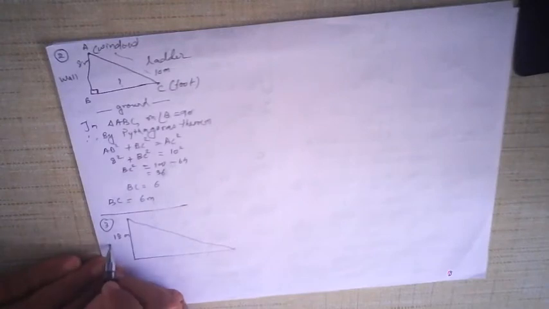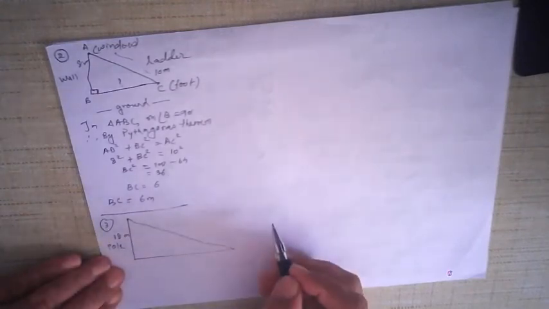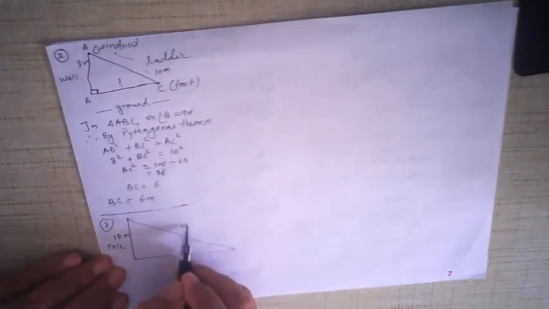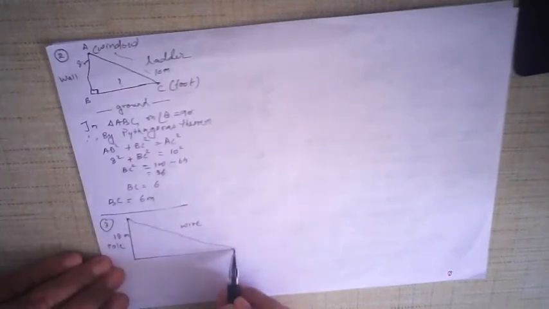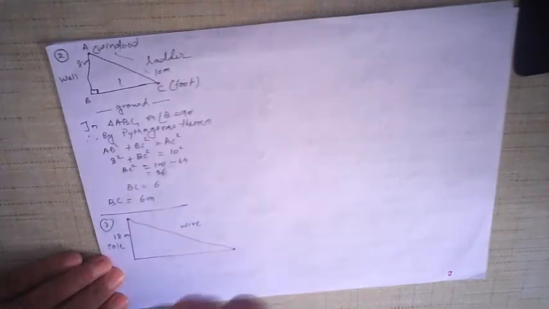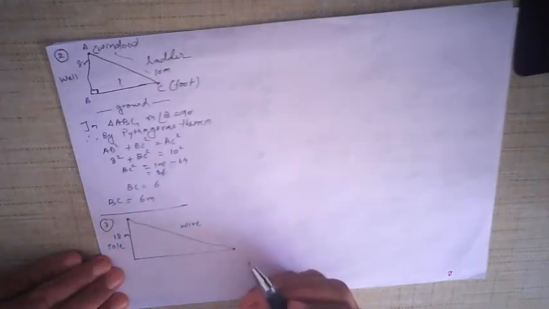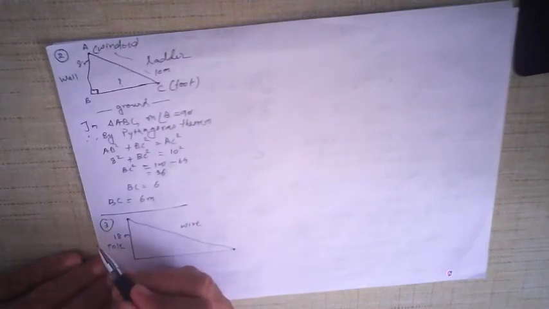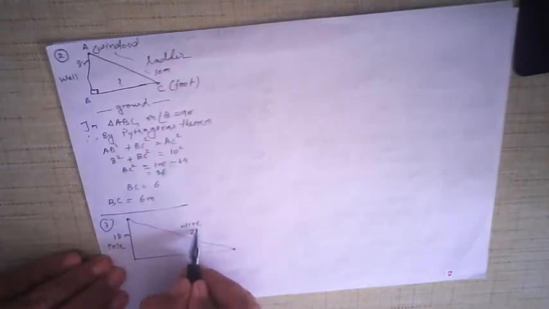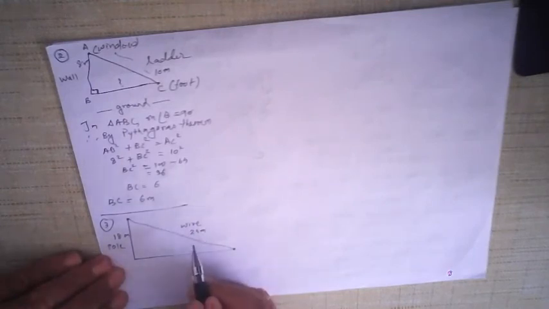This is your pole, and this is a wire. A guy wire means a wire which is tied to the top of the pole and fixed on the ground so that the pole can remain up, like an electricity pole or a telephone pole. It is also given that the wire is 24 meters long.